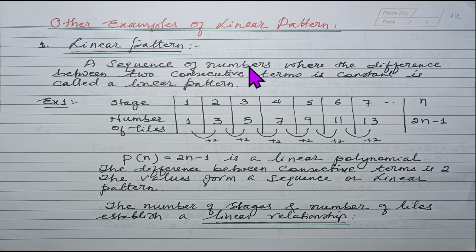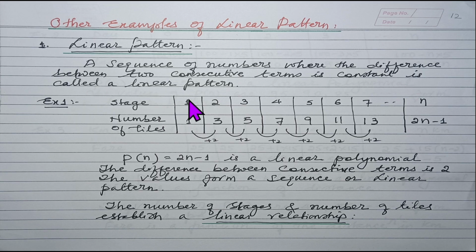A sequence of numbers where the difference between two consecutive terms is a constant is called a linear pattern. Please understand this. A sequence of numbers where the difference between two consecutive terms is a constant is called a linear pattern. Now let us take a few more examples on linear pattern.